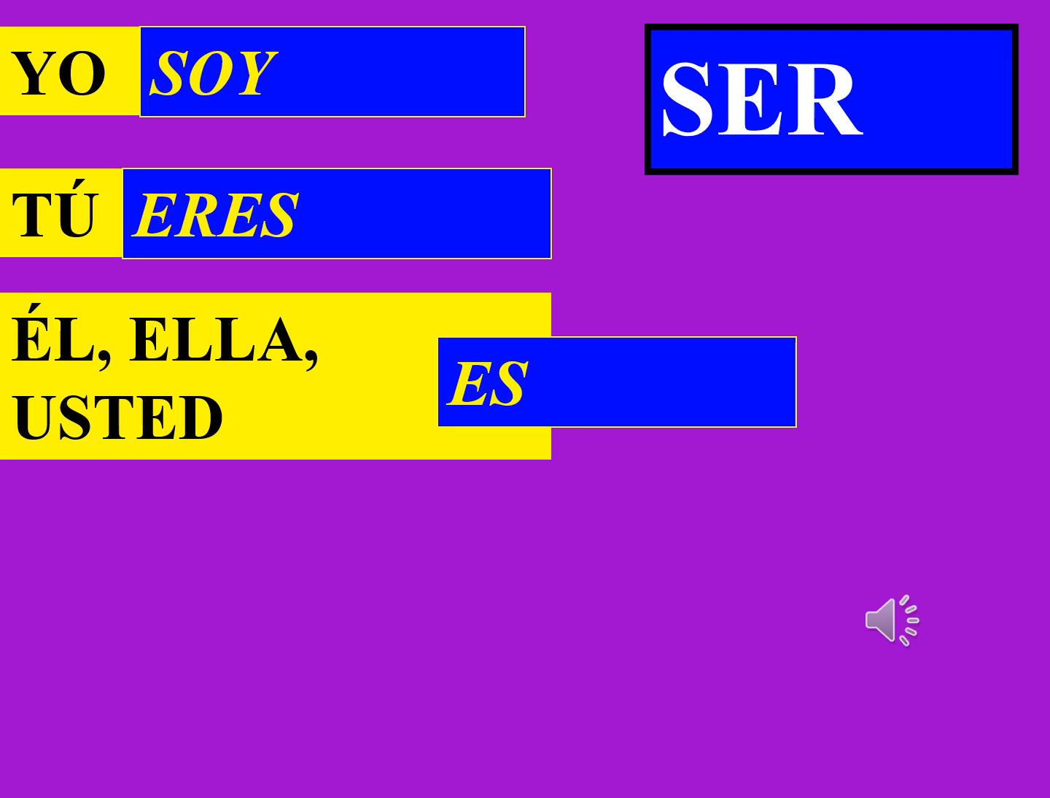In terms of singular forms of ser, we have three options. If the subject is yo, we're going to say soy. Tú eres. Él, ella, or usted, you're going to use the form es. Again, yo soy. Tú eres. Él, ella, and usted es.